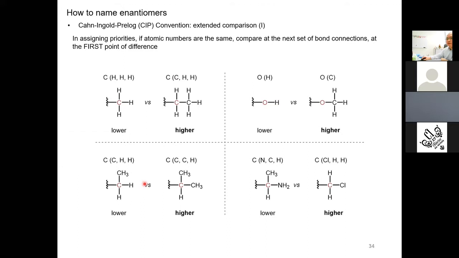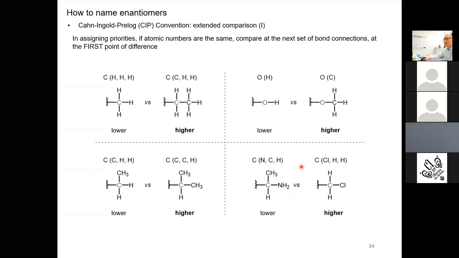For this one, this is acyl, so carbon, H, H. For this one, we have isopropyl, which means the carbon is substituted by 2 methyl groups, so you put carbon, carbon, H. The first one, the biggest, carbon, is the same. But the next one is carbon for isopropyl, and only H for the other. So isopropyl is bigger.